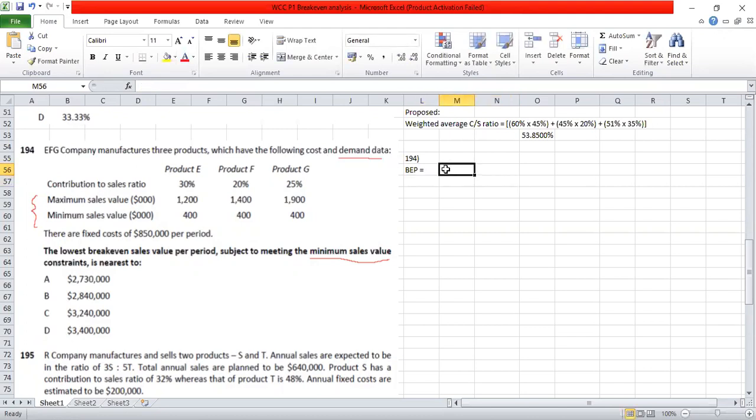Now, what's their fixed cost? Their fixed cost is 850,000. So if there is minimum sales demand, the contribution earned is what has to be looked into, whether it is sufficient enough to recover or absorb the fixed cost of 850,000. So let's check what is the contribution if the sales value is only 400,000, 400,000 and 400,000. Minimum contribution.